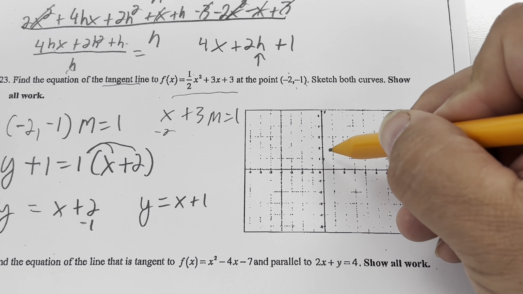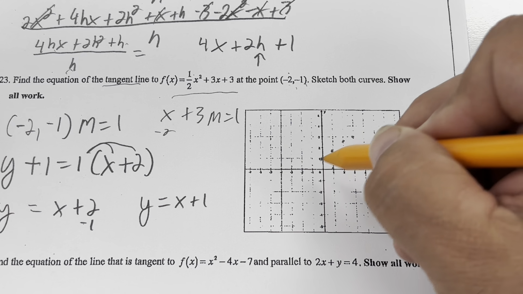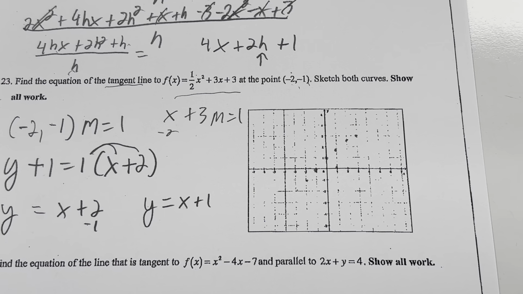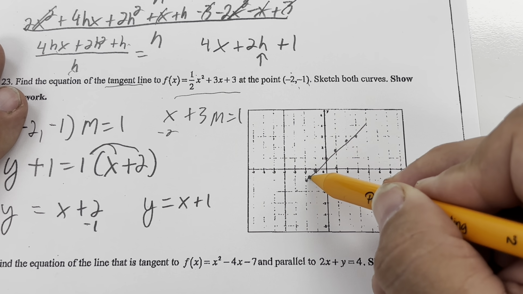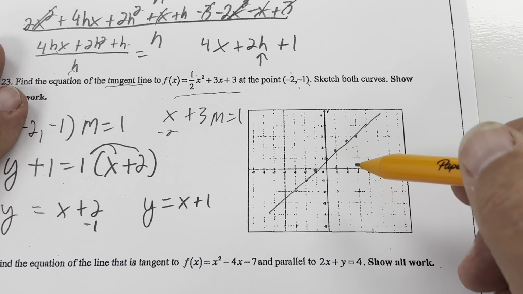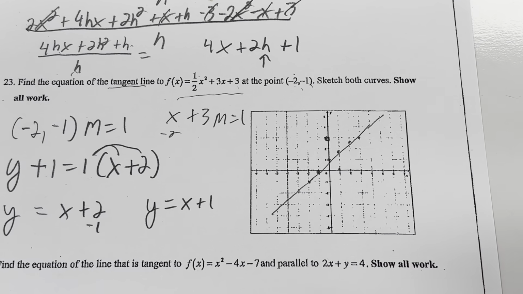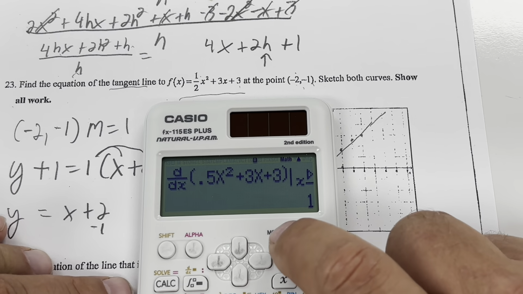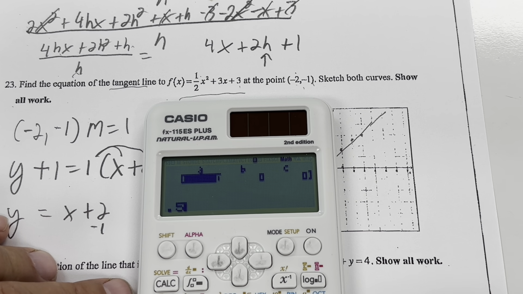I begin at 1, and I go up 1 over 1, up 1 over 1, up 1 over 1. So I'm going to graph that straight line there. This goes through 0, 1, 2, 3. Then I'm going to mode 5, 3, the equation, to find my intercepts and my vertex. Mode 5, 3. So I'm going to type in 0.5 equals 3 equals 3 equals.